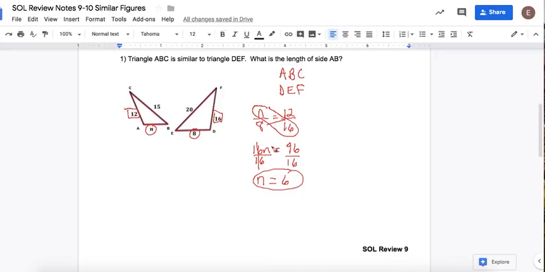Now, is this the only proportion I could have set up? Absolutely not. Okay, I could have gone big triangle over little triangle, big triangle over little triangle. So I could have done 8 over n, 16 over 12. I could have also used the 15 and the 20 instead of the 12 and the 16. But I've always got to make sure I use the variable and its corresponding side. Otherwise, it won't match.